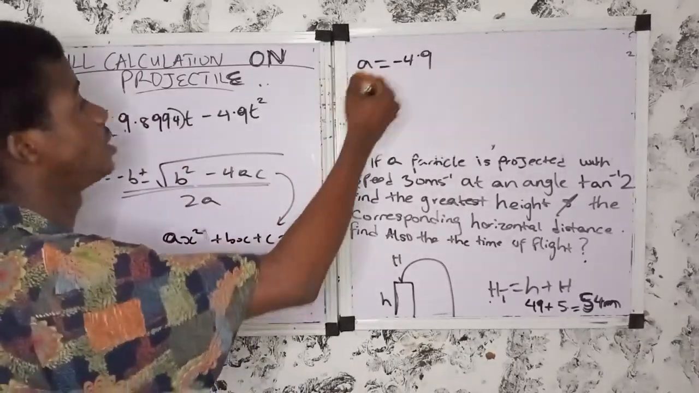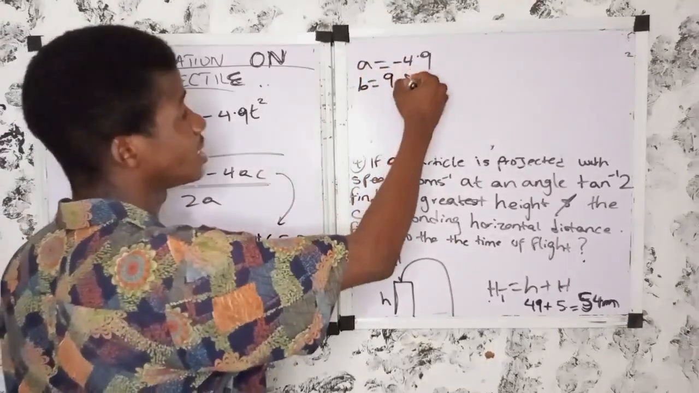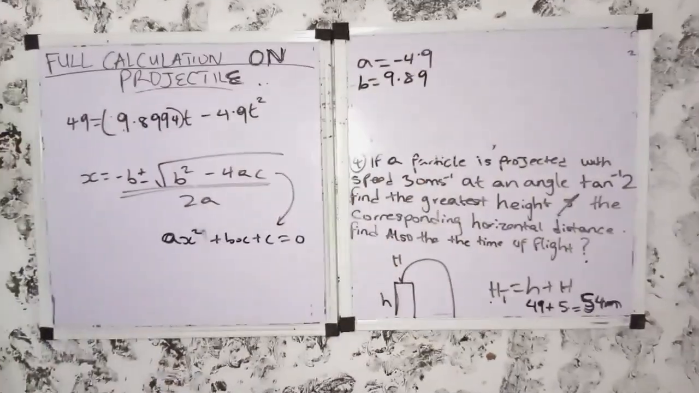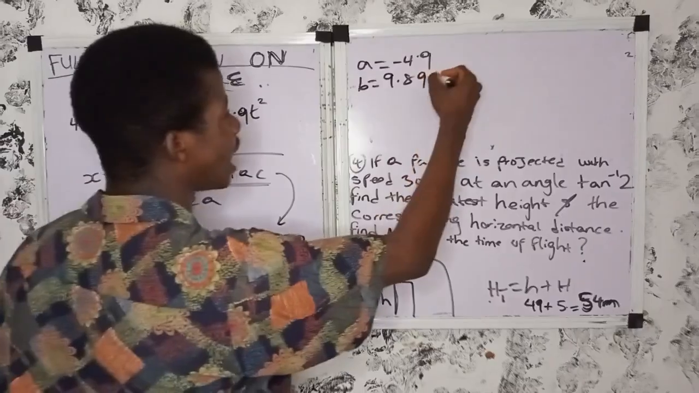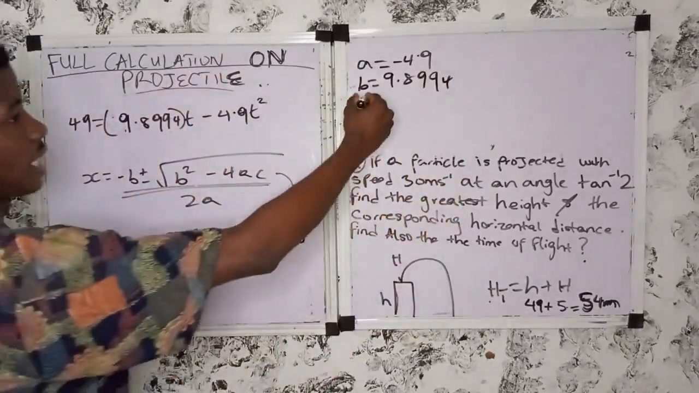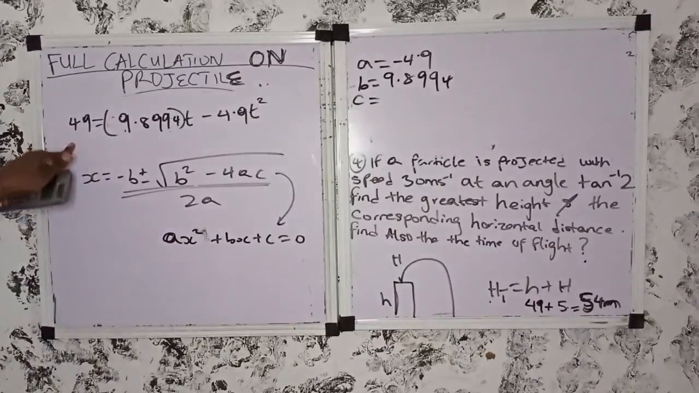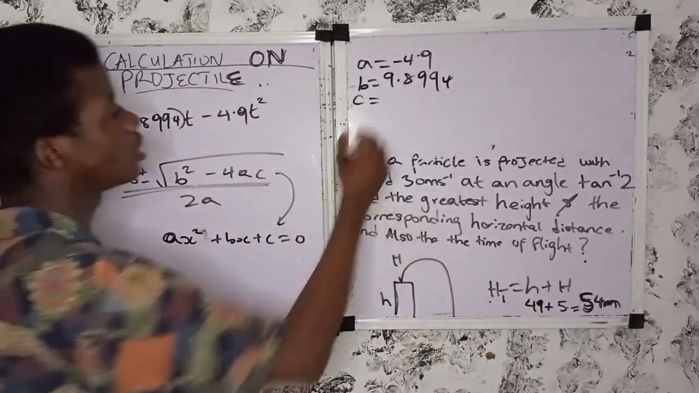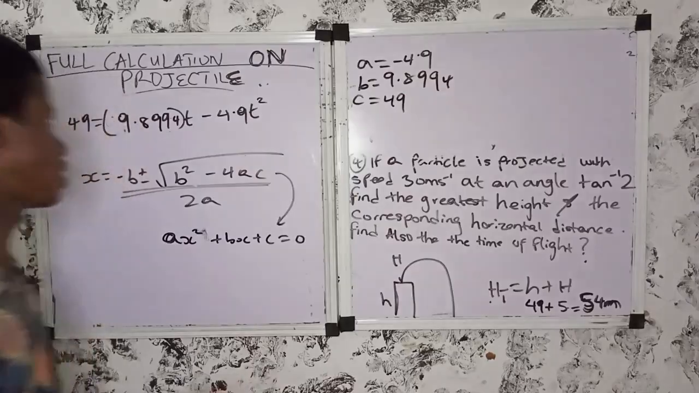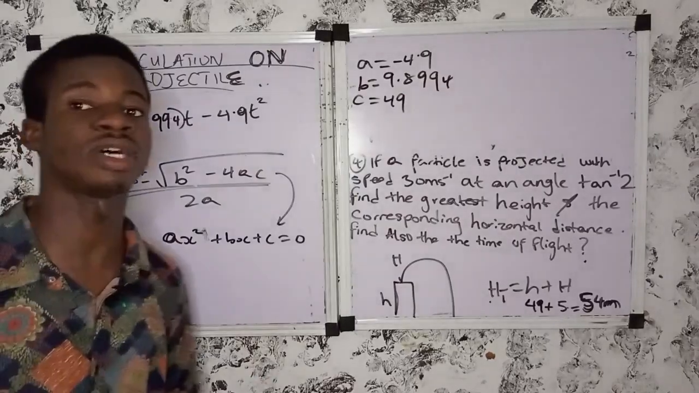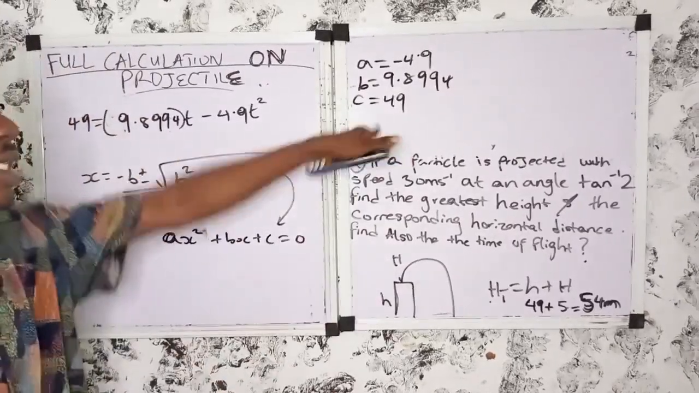So b is 9.8994. Then our c definitely will be 49. c is the one that does not take a variable. Okay, so c is 49.